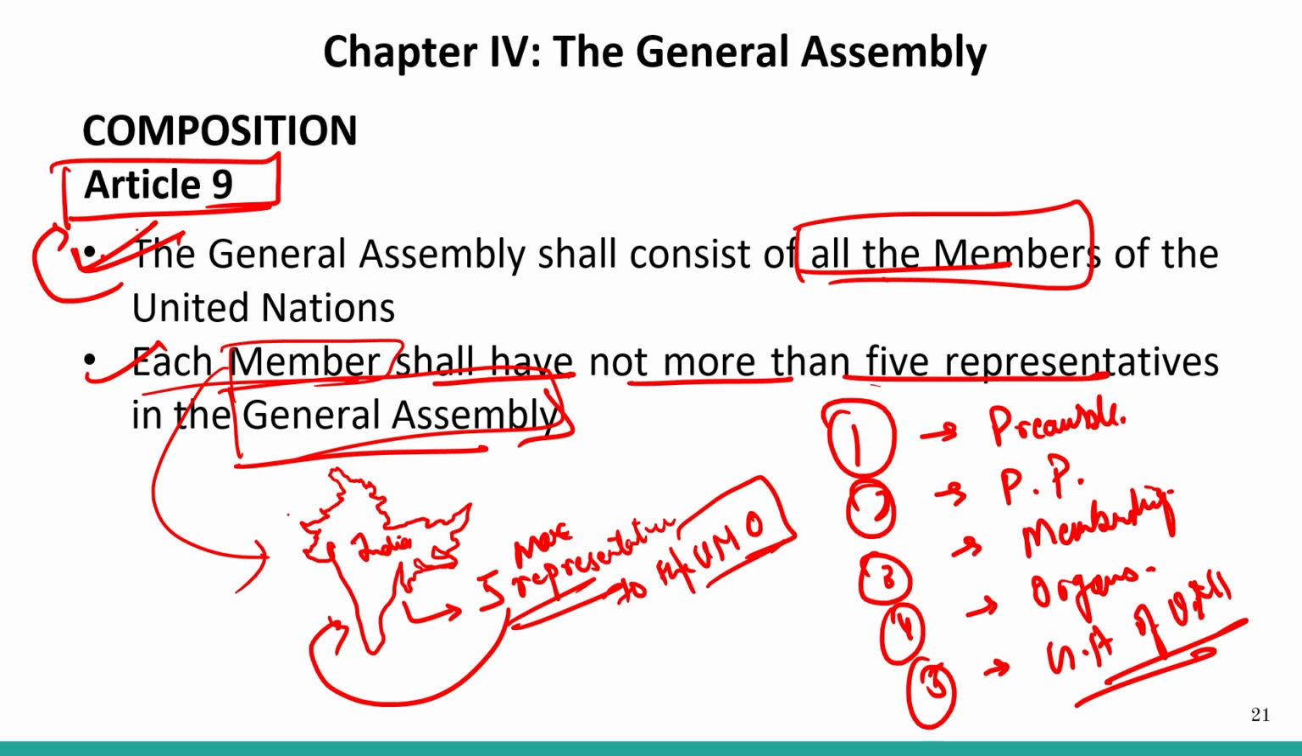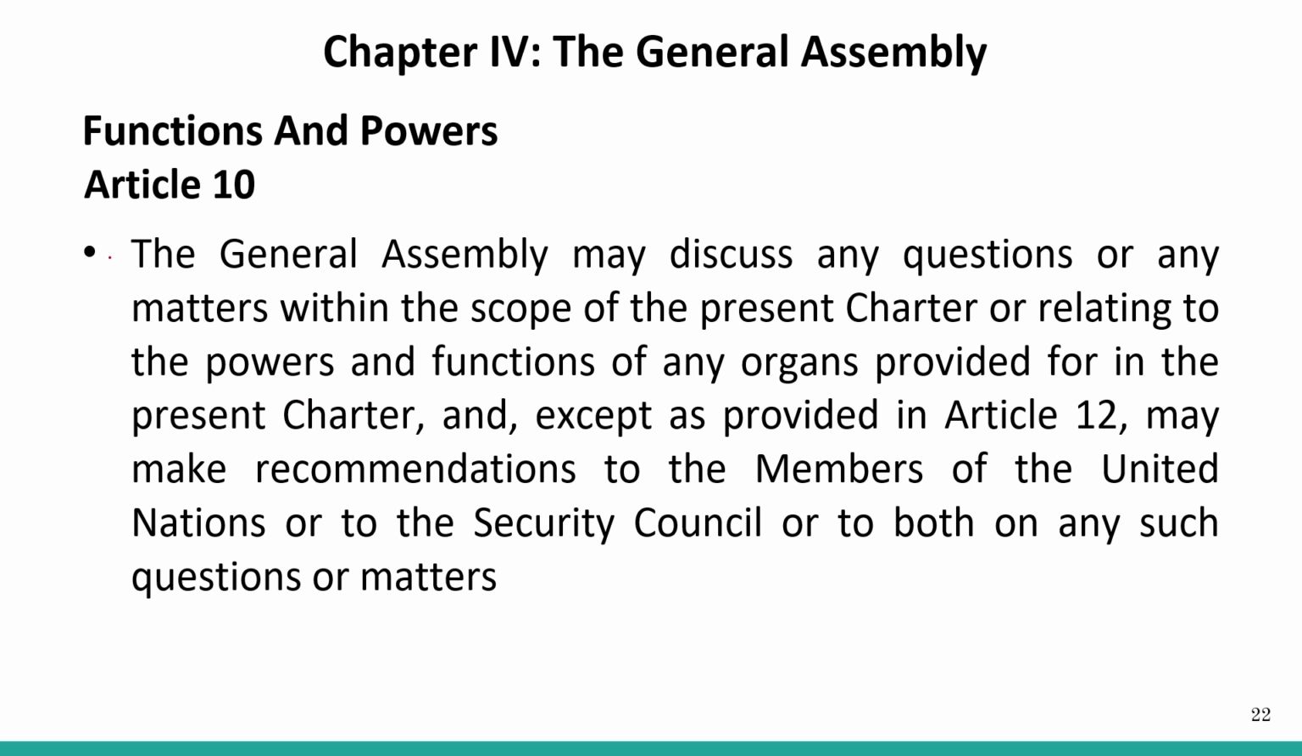Second, each member shall have not more than 5 representatives. Okay. Now, functions and power. It is talking about under Article 10. Now, what will the General Assembly do?